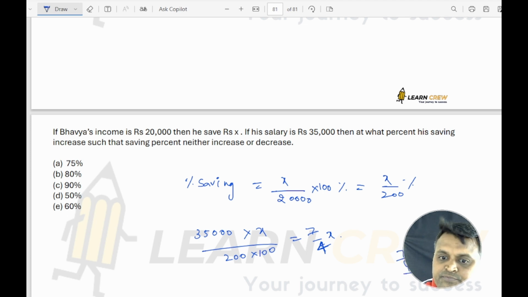Thereby, 7 by 4 X minus X, by X, into 100. So X will get cancelled. Finally 7 by 4 minus 1 is 3 by 4. 3 by 4 means 75%. So the answer is 75%.